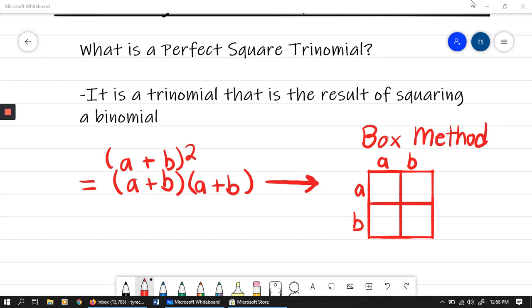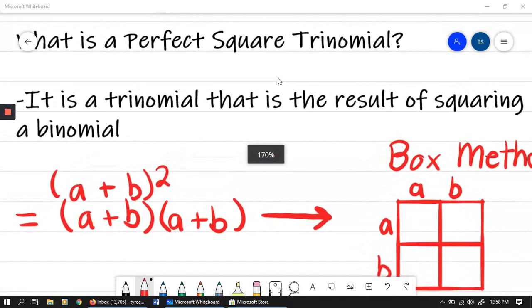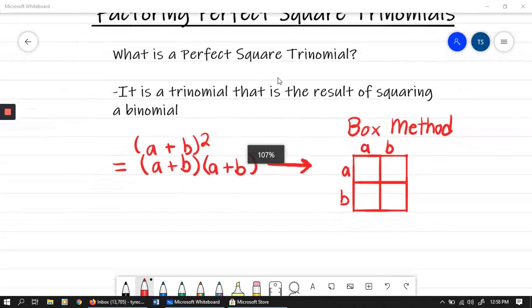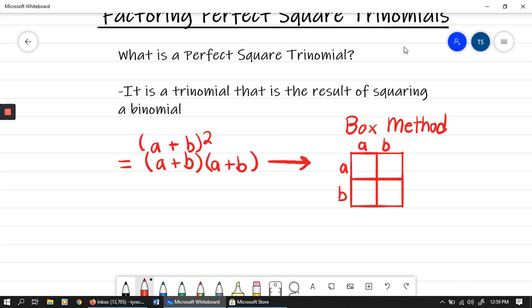Factoring perfect square trinomials. Some of you may be wondering, okay, what is a perfect square trinomial? I'm glad you asked. A perfect square trinomial is a trinomial that is the result of squaring a binomial. As you're looking here, you see that I've got a binomial, a plus b, and it is being squared.